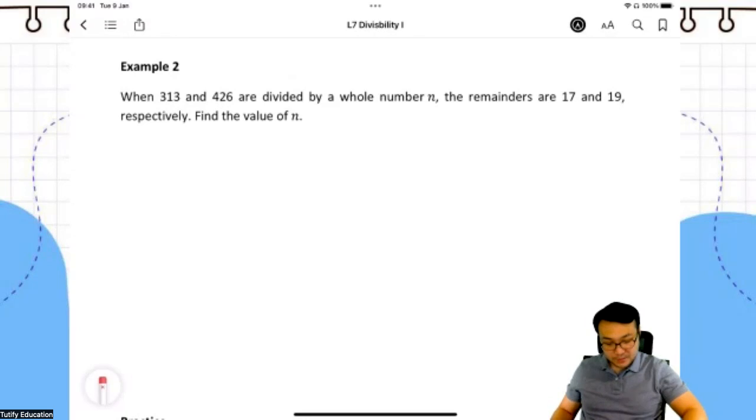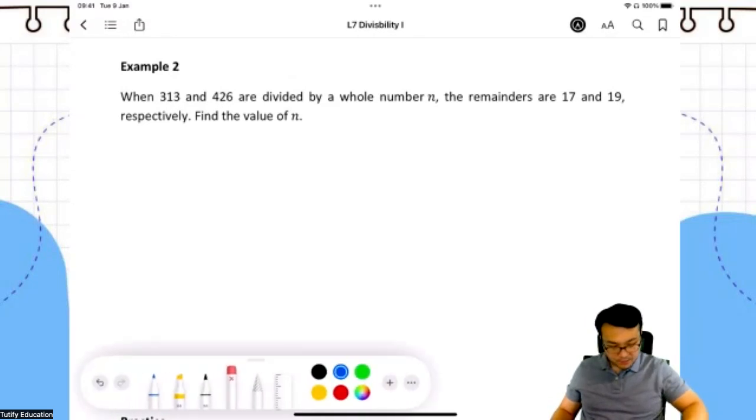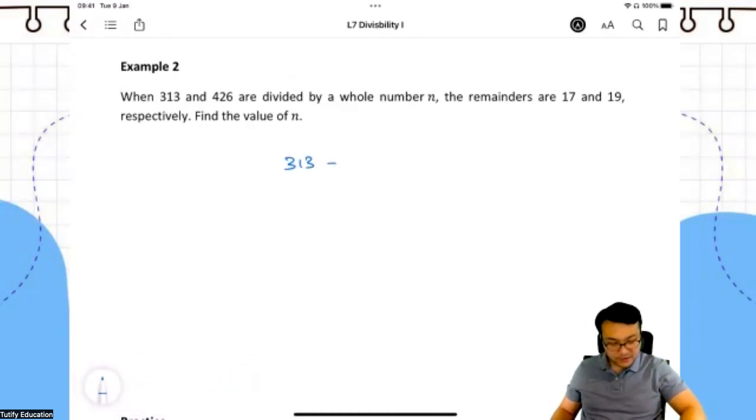Okay, no problem. That means if I take, for example, 313 divided by n, you will get an answer. Let's call this the quotient. But I don't know what's the answer. They didn't tell us the answer. But they told us the remainder. The remainder is 17.